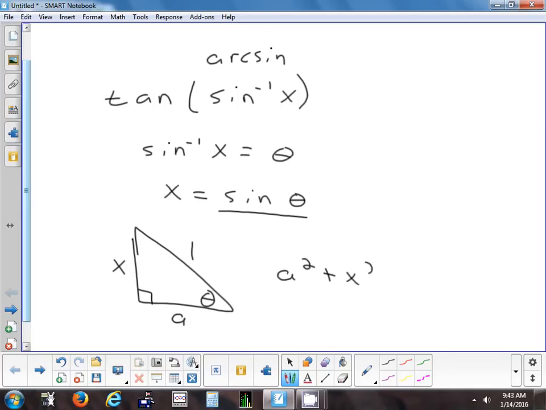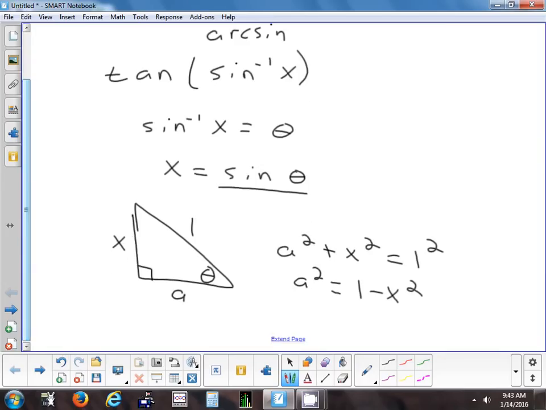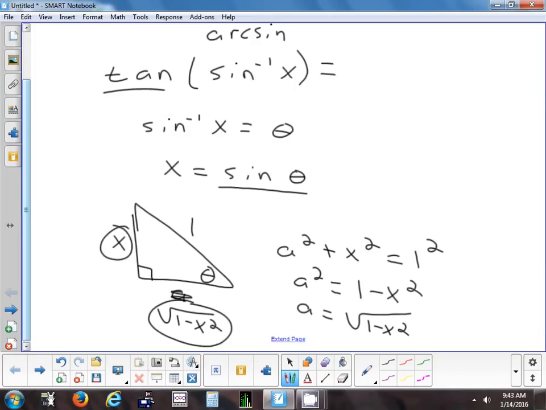So a squared plus x squared equals 1 squared. So we get a squared equals 1 minus x squared. And then our last step to solve for a, take the square root of both sides, and we get a equals the square root of 1 minus x squared. So now we know all the sides in our triangle. Originally, they wanted us to find the tangent. Well, tangent is opposite divided by adjacent: x divided by the square root of 1 minus x squared.